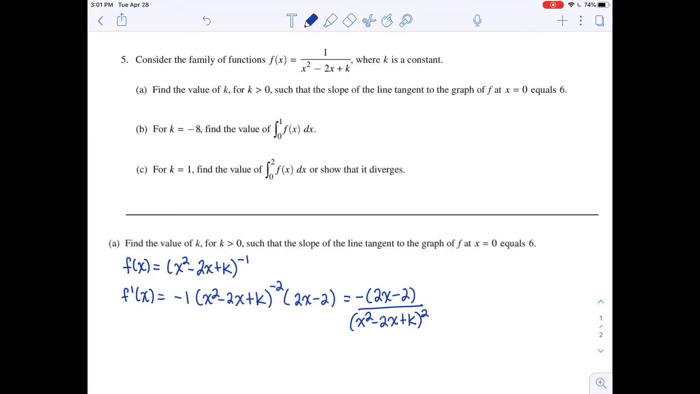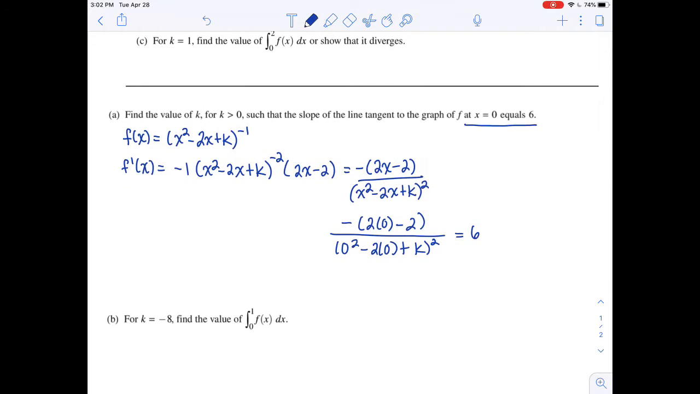Okay, so they are asking us to find out where the slope of the line tangent to the graph of f at x equals 0, so you're going to plug in x equals 0 and set the whole derivative equal to 6. So if I start plugging in, this becomes 2 times 0 minus 2, all over 0 squared minus 2 times 0 plus k, that whole quantity squared, and you set that equal to 6. As I start cleaning this up, you'll end up getting on the top just positive 2 all over k squared equals 6.